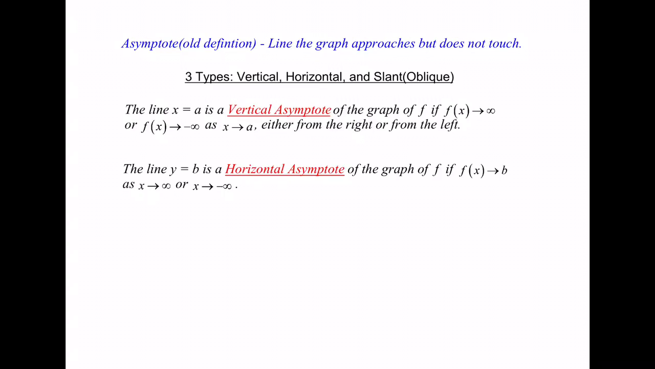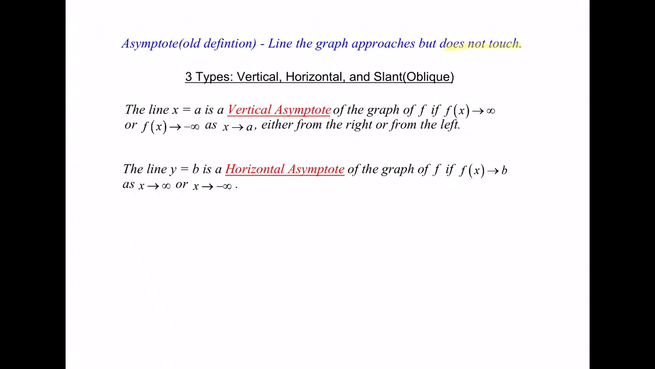So what is an asymptote? Probably your old definition of an asymptote was a line that the graph approaches but does not touch. And to start off, that's a decent definition when you're first learning about asymptotes. But as we move forward here, that's not really an accurate definition of what an asymptote is. We have two types that we'll be talking about today. There's 3 total that we will talk about.